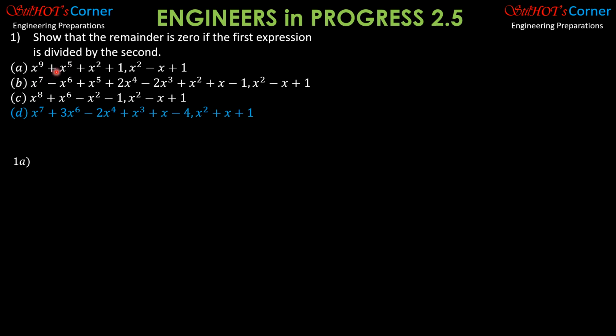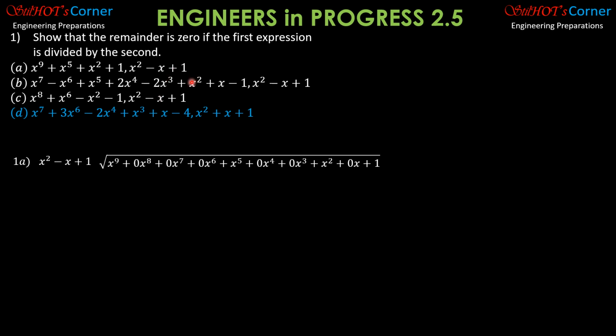x to the 9 plus 0x to the 8 plus 0x to the 7 plus 0x to the 6 plus x to the 5 plus 0x to the 4th plus 0x cubed plus x squared plus 0x plus 1 divided by x squared minus x minus 1.